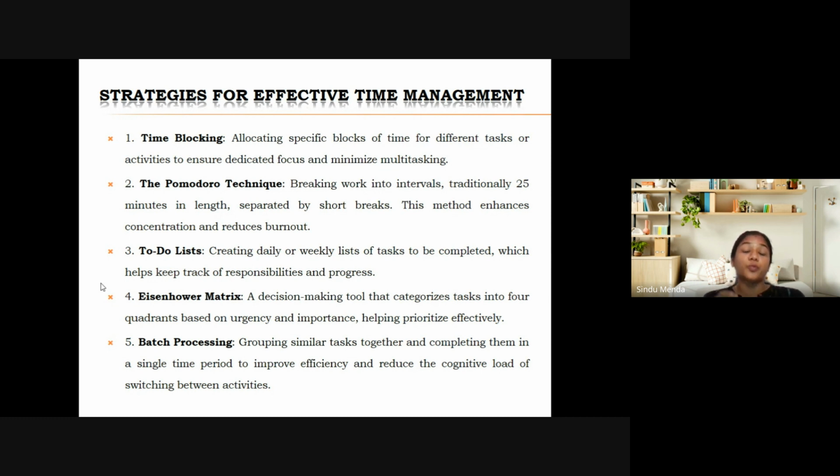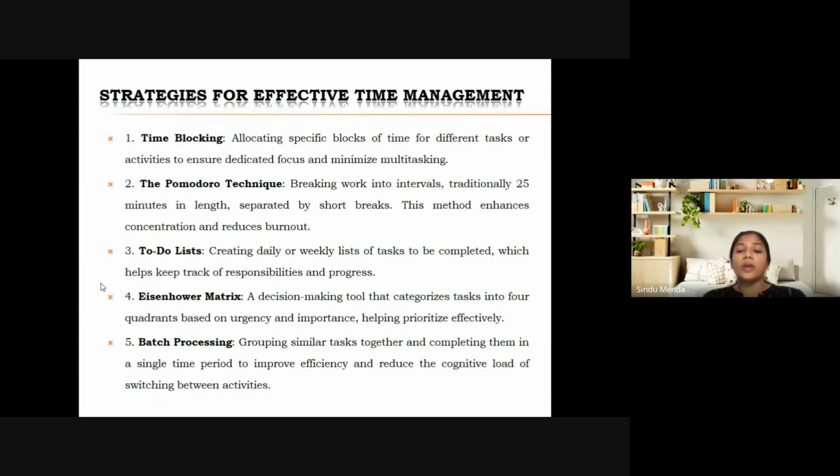When you apply this Pomodoro technique in your daily life, the productivity is very, very high for your academic schedules and academic tasks. Next one is the to-do list. What is this to-do list? A to-do list is nothing but creating a daily or weekly list of tasks to be completed, which helps to keep track of your responsibilities and progress.